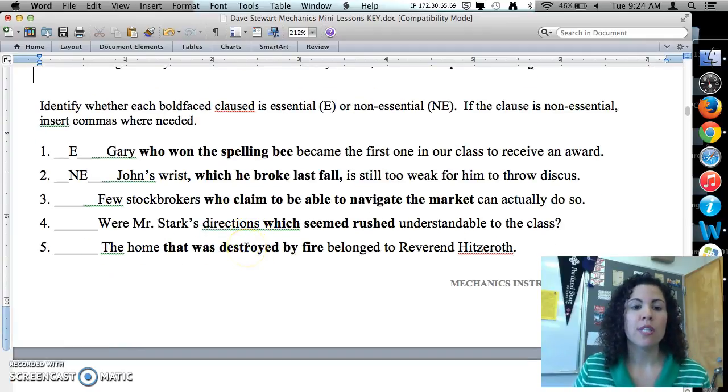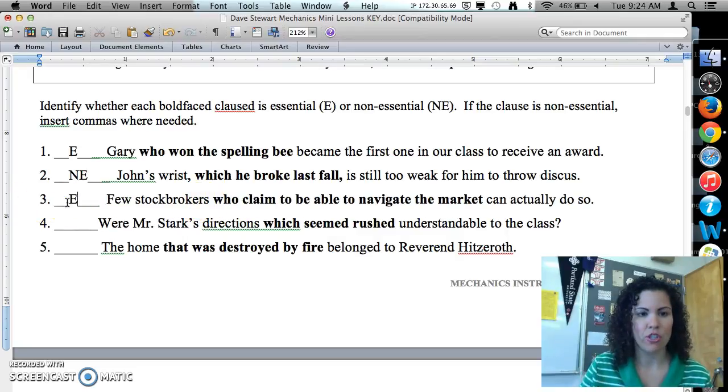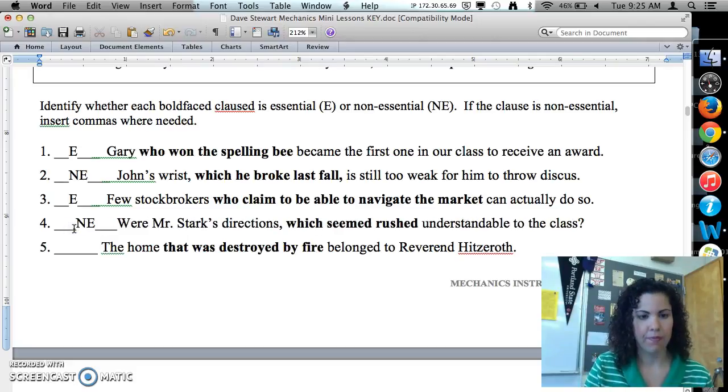And then we have few stockbrokers who claim to be able to navigate the market can actually do so. Few stockbrokers can actually do so. That doesn't make sense. So we would have to have this information, who claim, which means no commas, which means it is essential. Then we have, were Mr. Stark's directions, which seem rushed, understandable to the class? Again, we have which, so we automatically know there is a comma by our rule, which means it is non-essential.